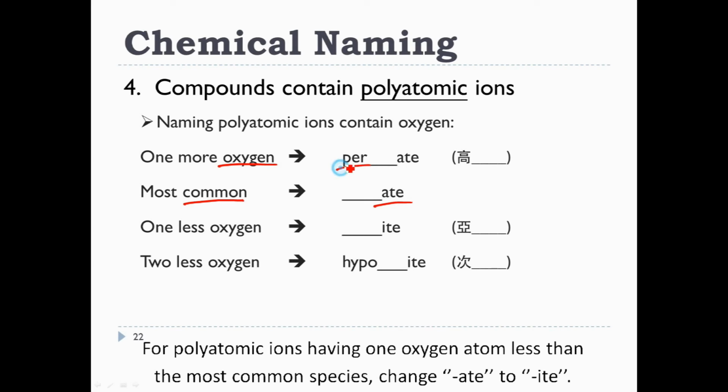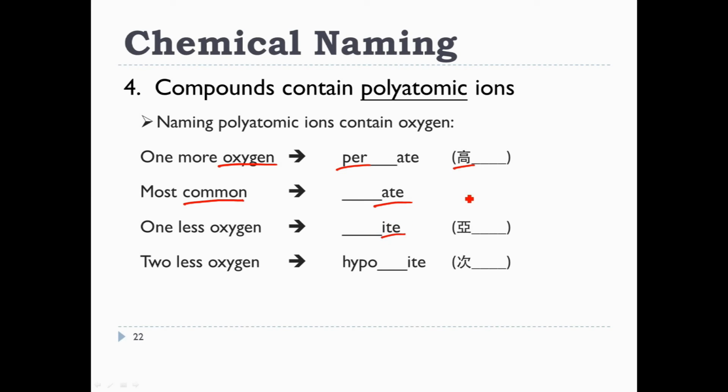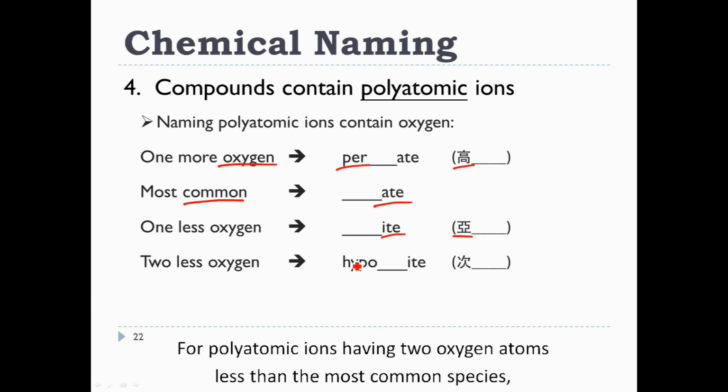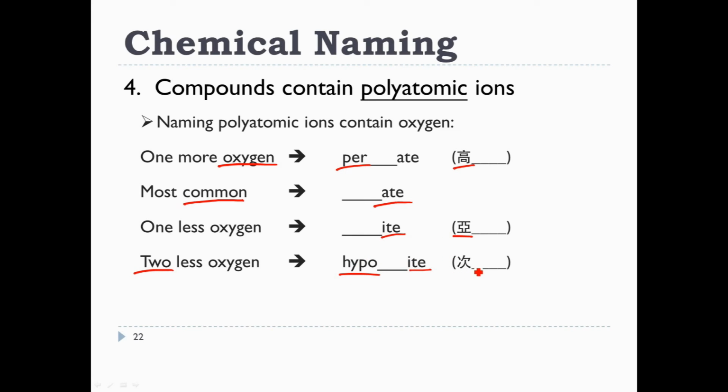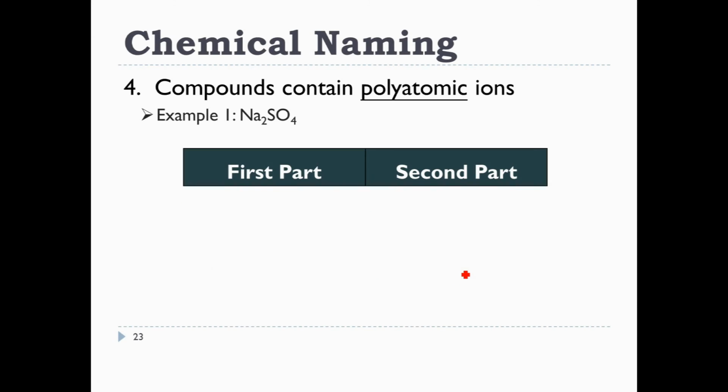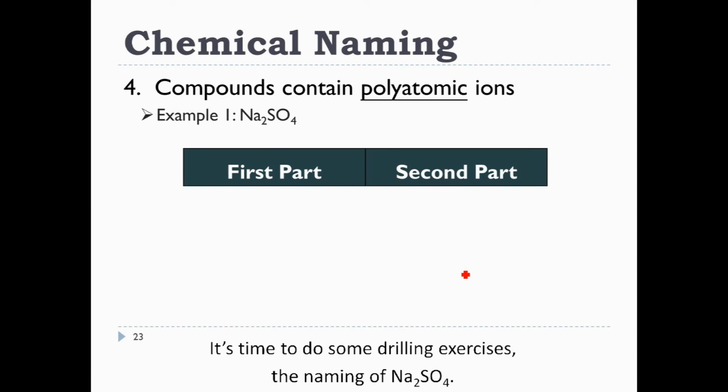For polyatomic ions having one oxygen atom less than the most common species, change ATE to ITE. For polyatomic ions having two oxygen atoms less than the most common species, change ATE to ITE, and add the prefix hypo. It's time to do some drilling exercises.